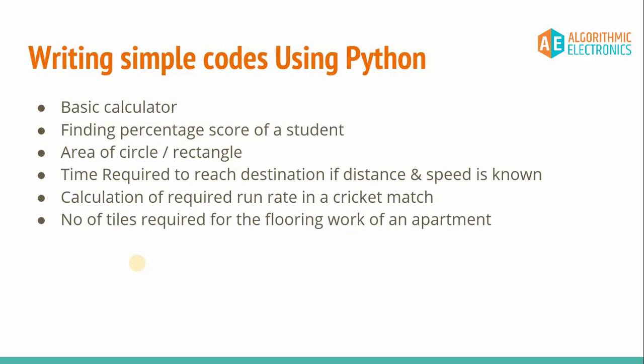So the very first example that we are going to discuss is the calculator. After that, the percentage score. After that, the area of rectangle and circle we are going to calculate, and the time required to reach a particular destination will be our next program, and then the run rate, and the tiles to complete the flooring work. So these 6 programs we are going to discuss today.